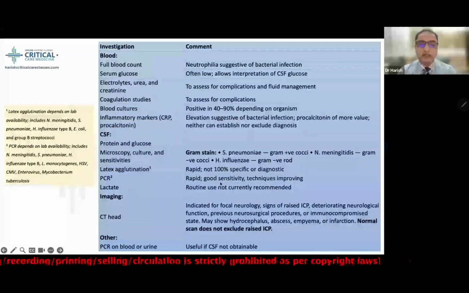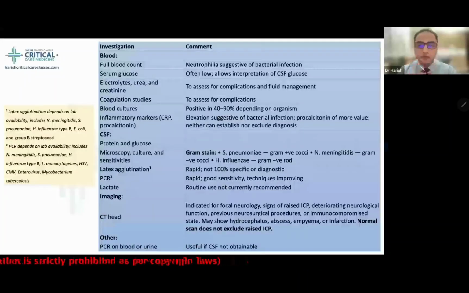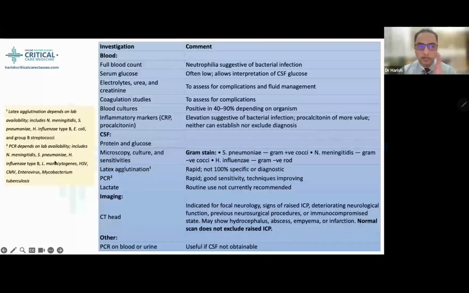Again, PCR is rapid with good sensitivity. We have very improved techniques of PCR, multiple PCRs and all. It depends upon, again, the lab availability. We can have PCR for Neisseria, Streptococcus pneumoniae, H influenzae, Listeria monocytogenes, HSV, CMV, enterococci, tuberculosis. So for all these things we have a PCR.